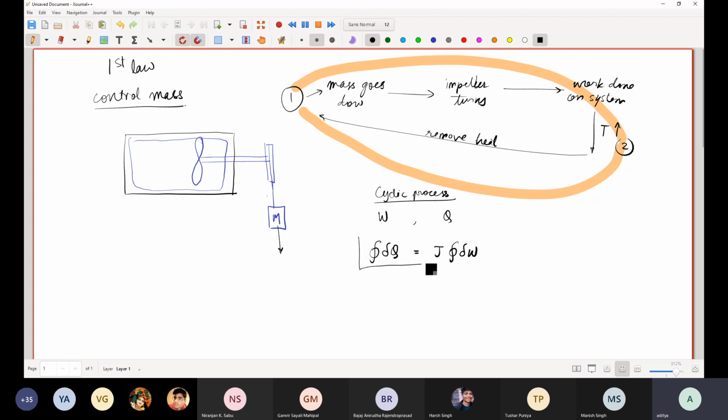Okay, this is the important point. Because we are working in a cyclic process, we have the cyclic integrals. And the simplest cyclic process is what I have shown. You do some work on the system and then you remove heat to go back to state 1. So this has been historically found, and in SI units, we say that the cyclic integral of del Q is exactly the cyclic integral of del W. And this is a statement of the conservation of, or the equivalence of, work and heat.